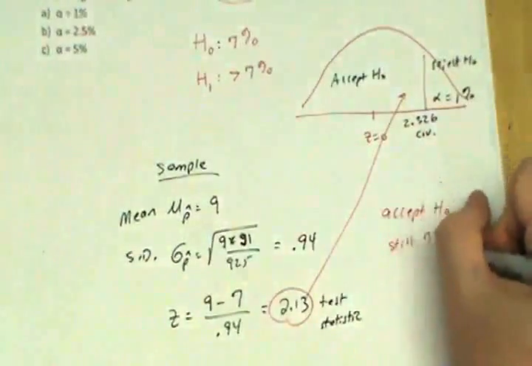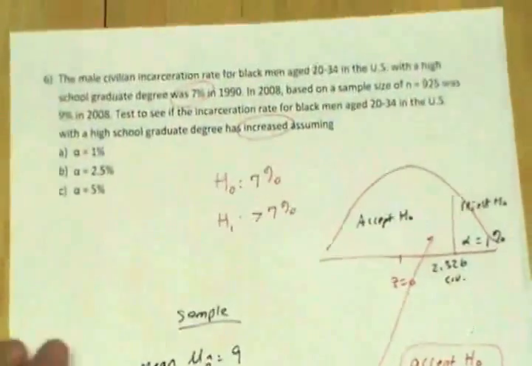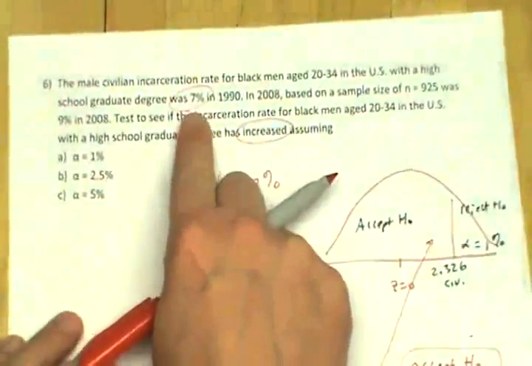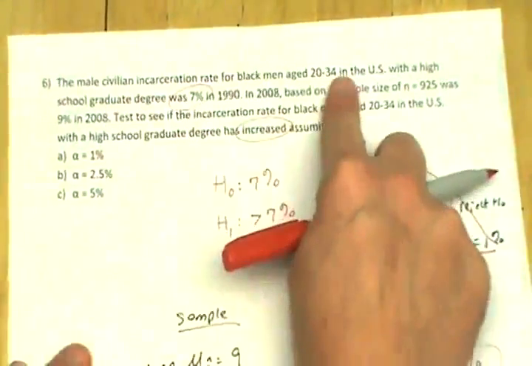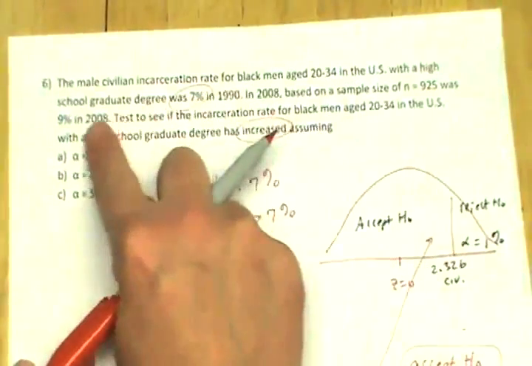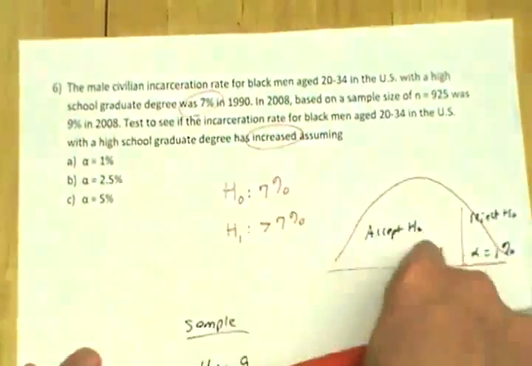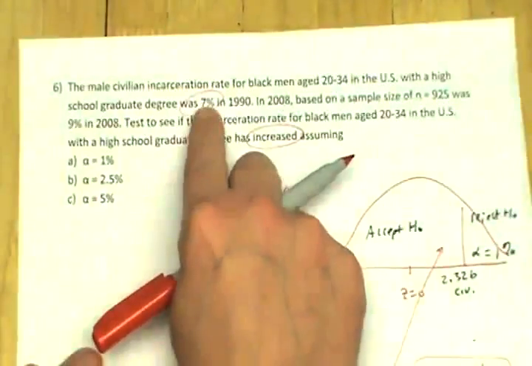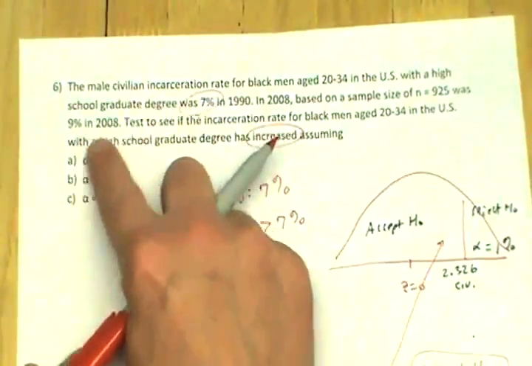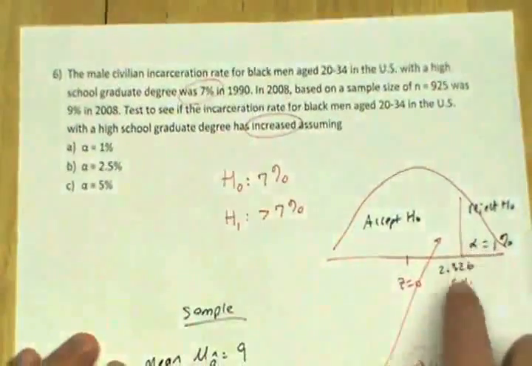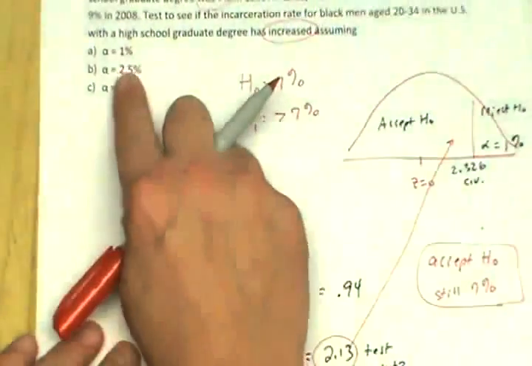So if those in the community argue that the incarceration rate for this type of person has gone up, you can argue, no, it has not. It has not gone significantly up. I understand it went from 7 to 9, but that was not a significant increase because it's not up to the critical value. So part B now, we're going to ask the same question.